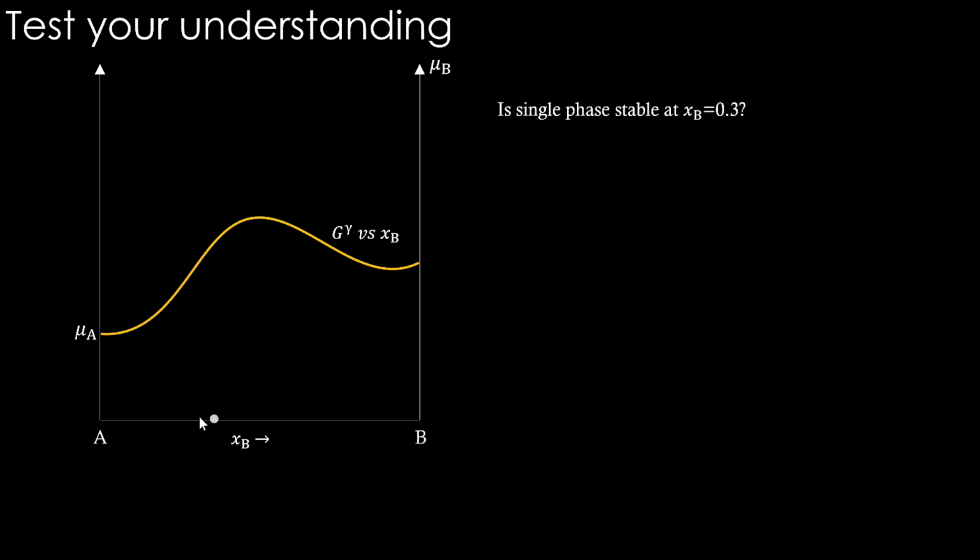Okay, so at this composition, let us mark a point in the curve and put a tangent to that and check whether any part of the Gibbs energy curve is below that. In fact, the entire Gibbs energy curve is below that. That means there is a problem. This is not the stable phase at that composition. So the answer is no. Single phase gamma will not be stable at this temperature and composition.